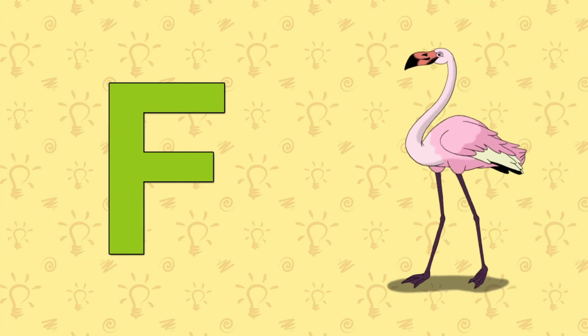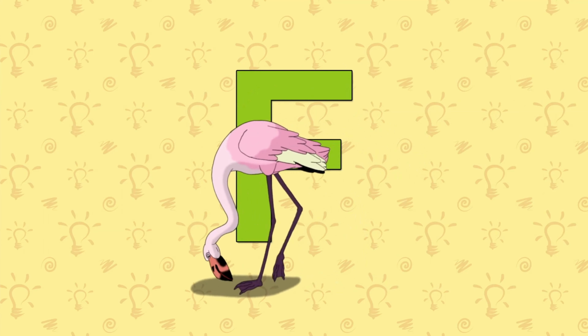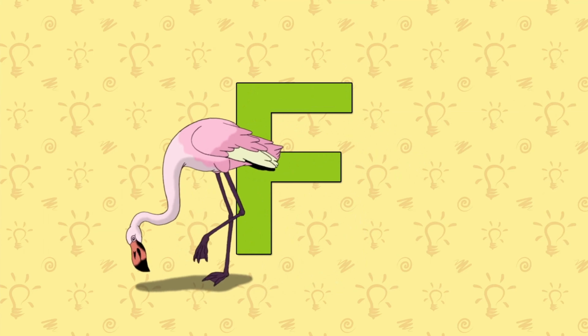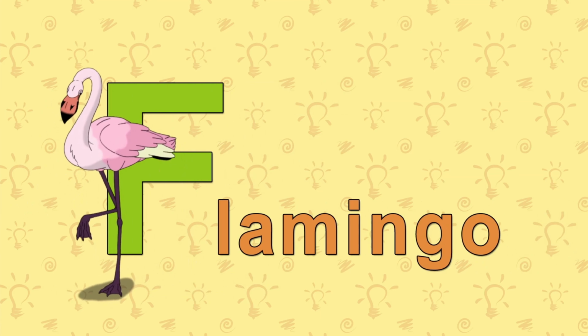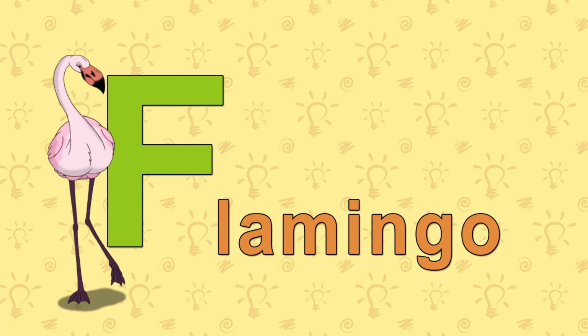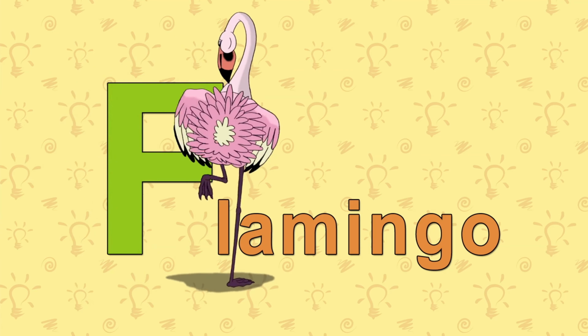Children, this is alphabet F. F for flamingo. Say after me. F for flamingo. Let's repeat. Once again. F for flamingo. Very good.